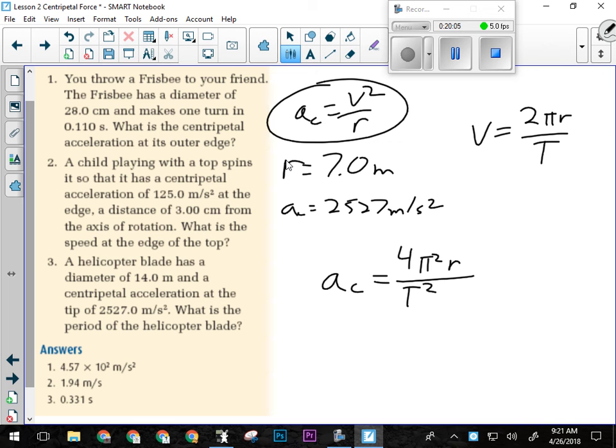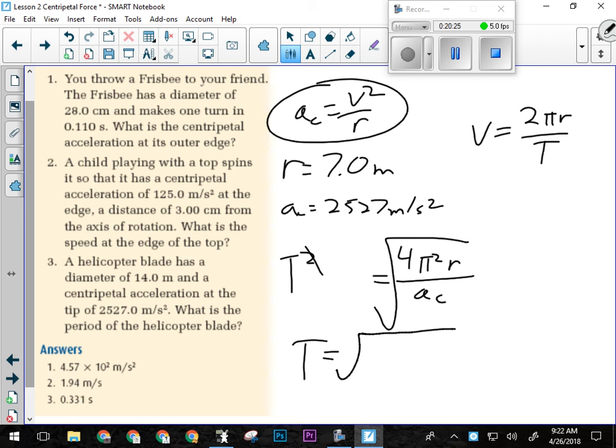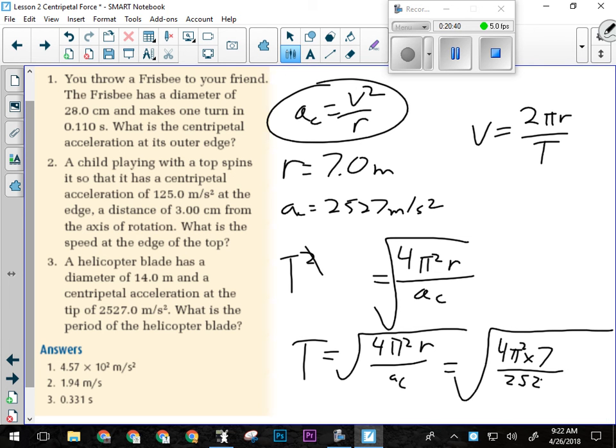Can I solve for t now? Since that's what the question asked for. So I'm going to bring t squared over to this side, and then I'm going to divide both sides by the centripetal acceleration. Okay, and I've got my formula for t squared. That would be my formula for t. So t will be the square root of 4 pi squared times r over ac, which is going to be 4 times pi squared times 7, divided by 2,527.